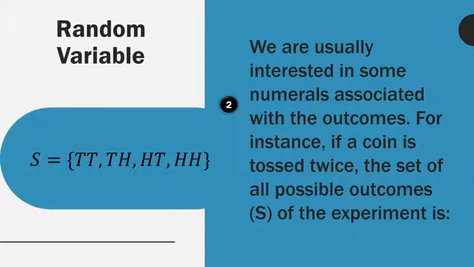S contains the first outcome, which is two tails, the second outcome, which contains tail and head. The first one is tail and the second one is head. The third one is the first one is head while the second one is tail, and the last one is two heads.